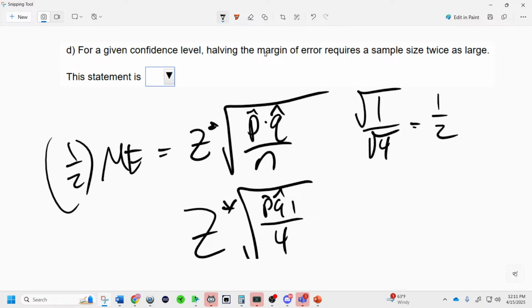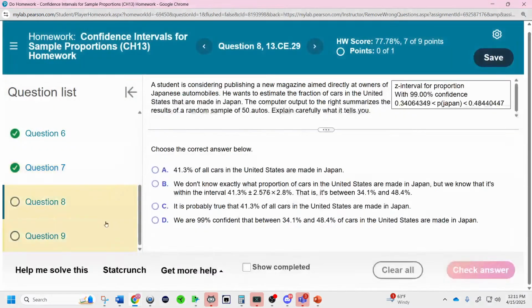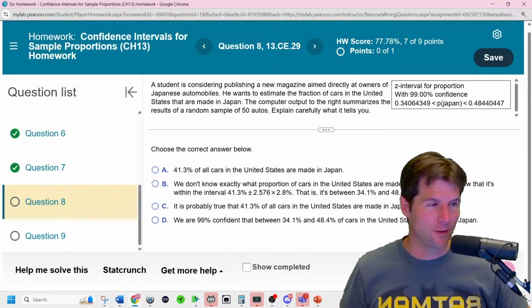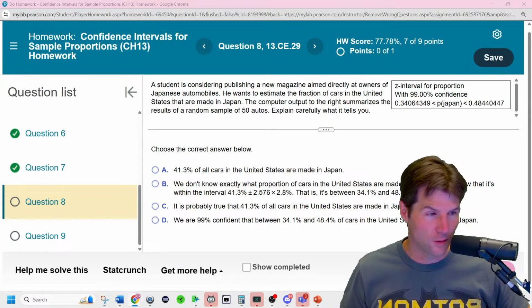So it doesn't require twice the sample size. It requires 4 times the sample size. This is false. It actually requires 4 times the sample size. You get diminishing returns with samples. Okay, that was a long one. All the true falses, but we're done. It's basically a freebie now that I've done it. But know the equations, know the notation. That's the key to those.